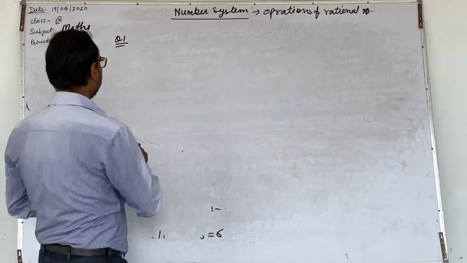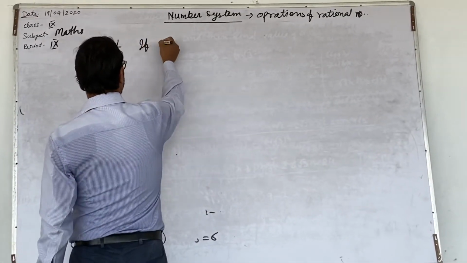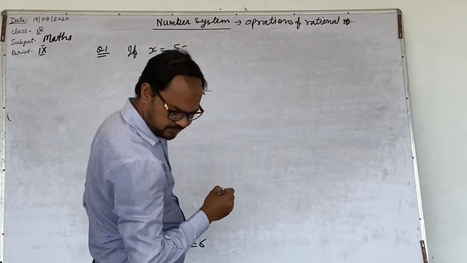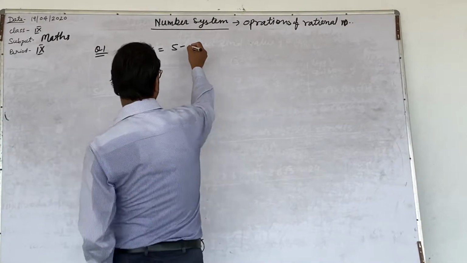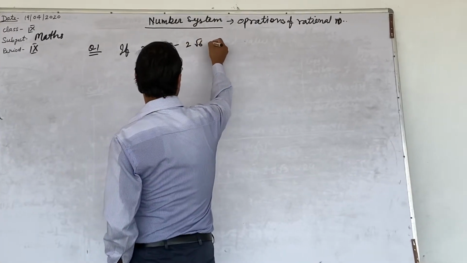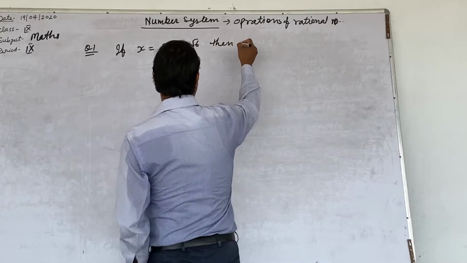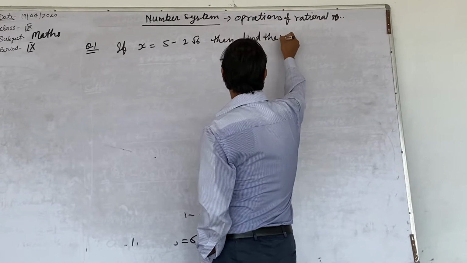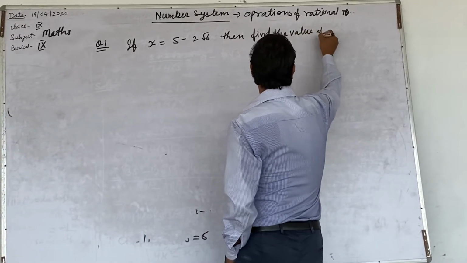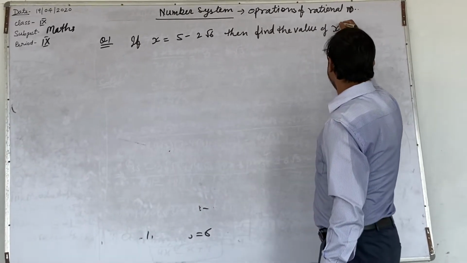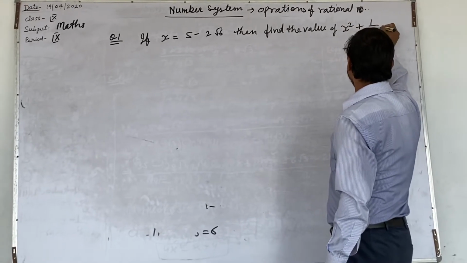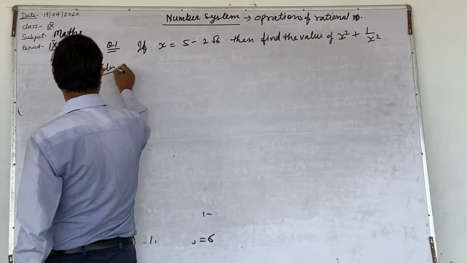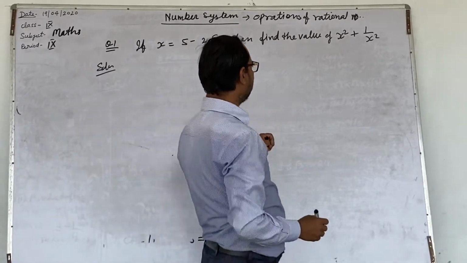If x equal to 5 minus 2 root 6, then find the value of x square plus 1 upon x square. Right? Similarly, there will be many questions.